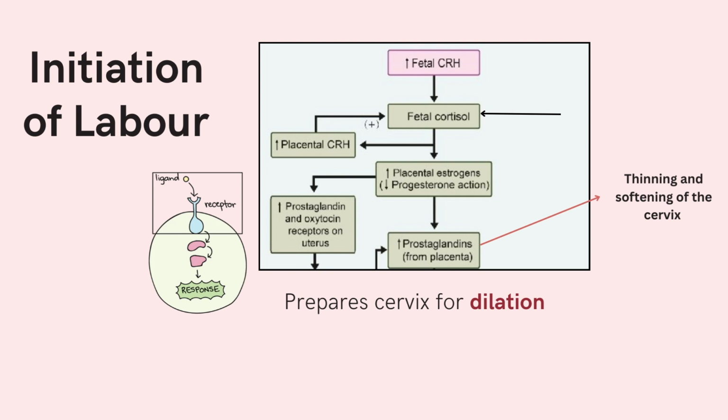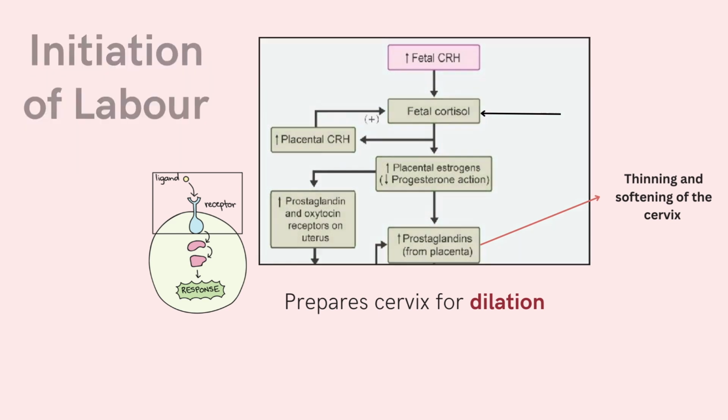And we know we need these receptors so that the prostaglandin and oxytocin can bind to, so an actual response can happen, which is the contraction. So without these receptors, even if we have the prostaglandin and oxytocin, if they can't bind to a receptor, no resultant action is going to occur. So hence, the increase of placental estrogen and the decrease of progesterone helps prepare the cervix for dilation.